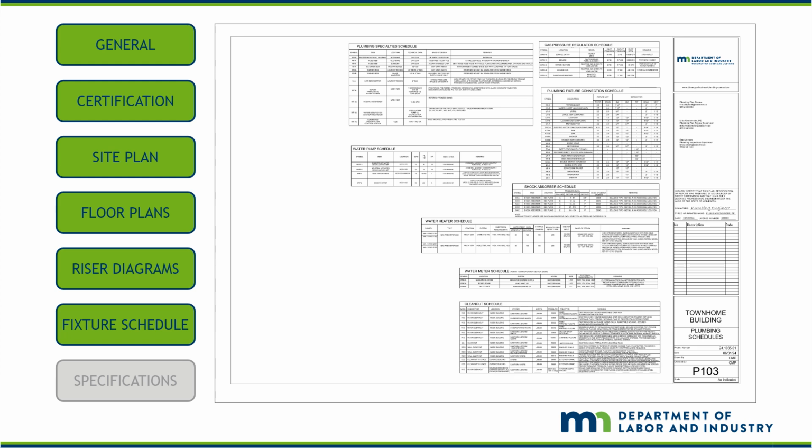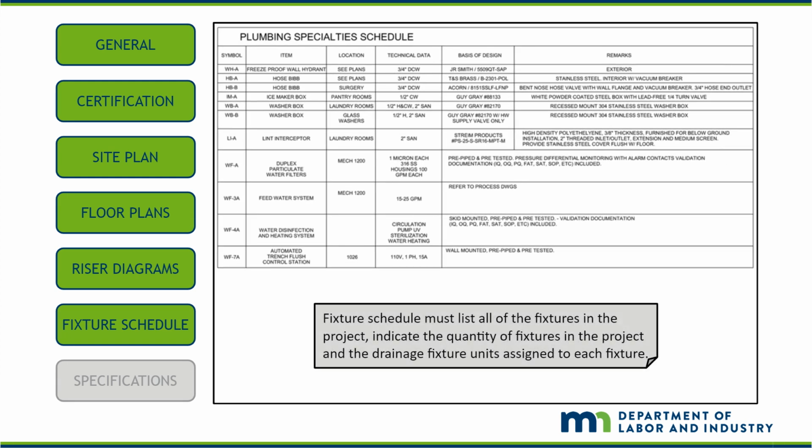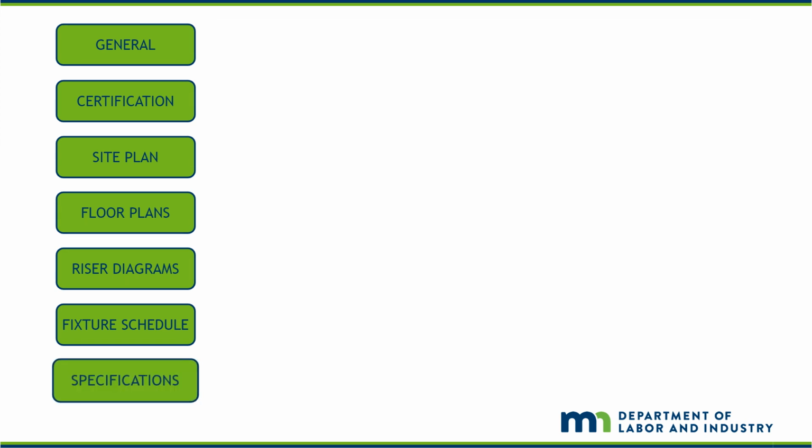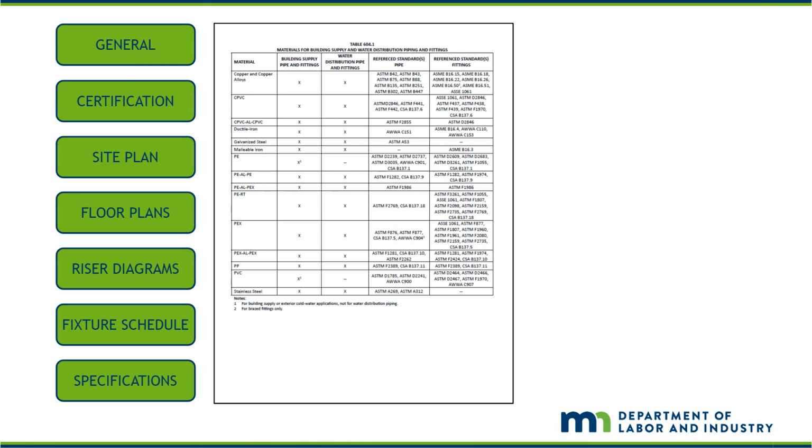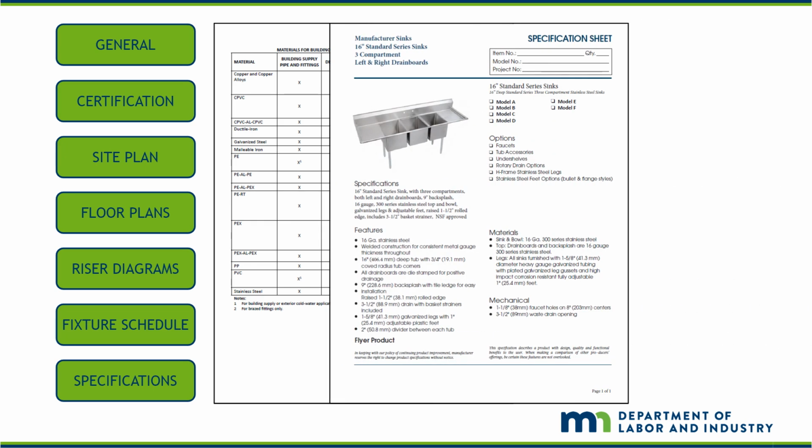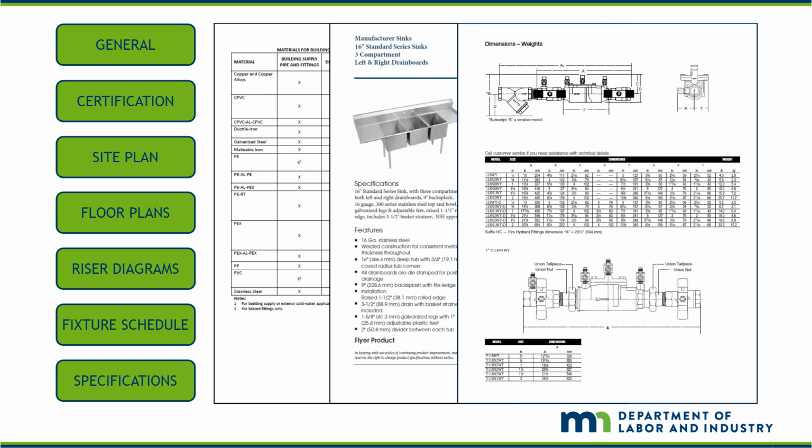All fixture schedules included in the project design must have all fixtures listed, the quantity of each fixture, and the drainage fixture units for each fixture. The specifications and other documents for the project must include standard listing information for all products used in construction. Provide cut sheets for all fixtures, including kitchen equipment that have water and drain connections. Indicate all equipment that requires backflow prevention, including irrigation systems, ice makers, humidifiers, reverse osmosis systems, and so on.